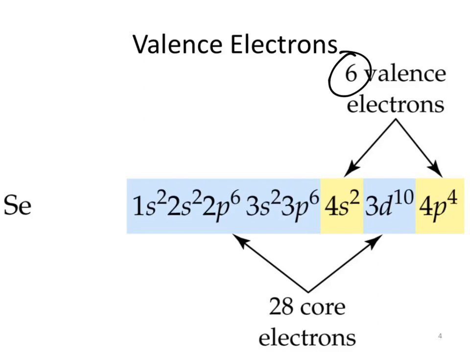So I have 28 core electrons, and these are going to be the electron configuration of argon. And then after argon, we're going to add our 4s, our 3d, and our 4p. So again, the outermost s and p electrons are the valence electrons, and so I have 2 4s electrons and 4 4p electrons. 2 plus 4 is 6, so I do indeed have 6 valence electrons.